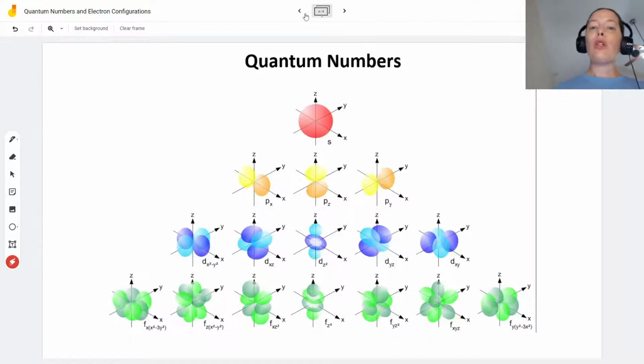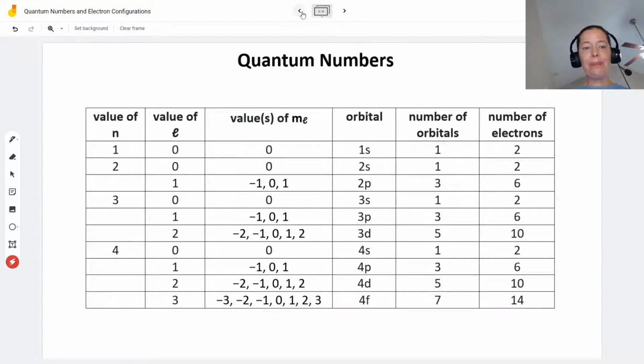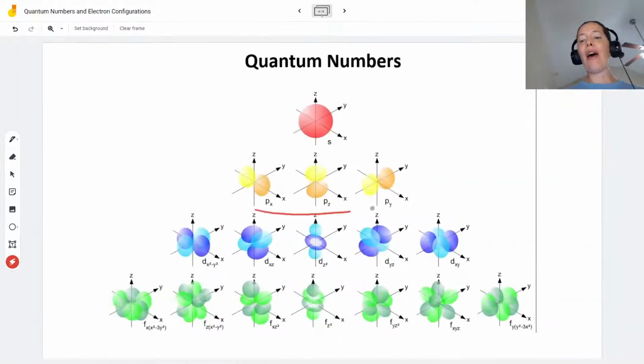So to go back one more, let's just look at my 2p's, although this is the same for 3p and 4p. You can see I have 3 different values for m sub l. These are the 3 orientations of the p orbital. And that's why you have 3 values here, and we have 3 different orbitals here. Again, I want to show how these are interconnected, how they're linked. So those are the p's.